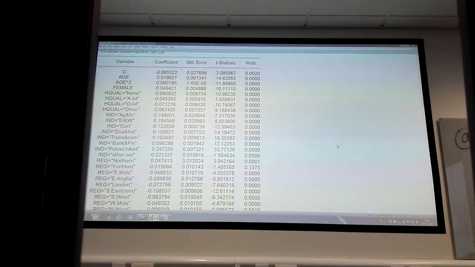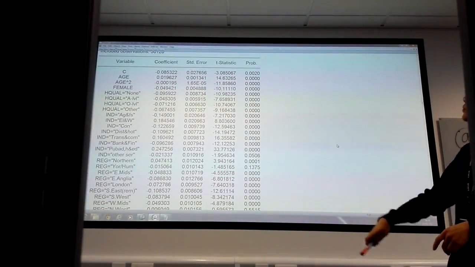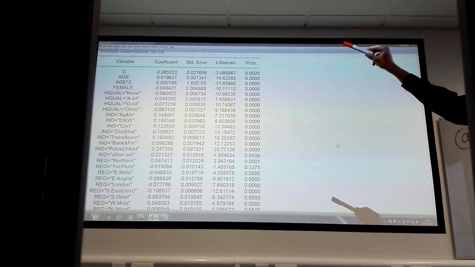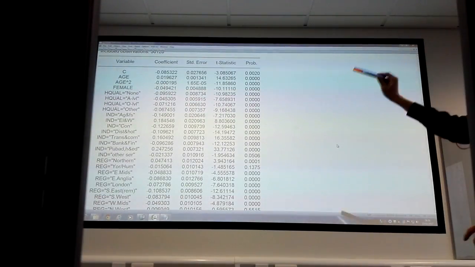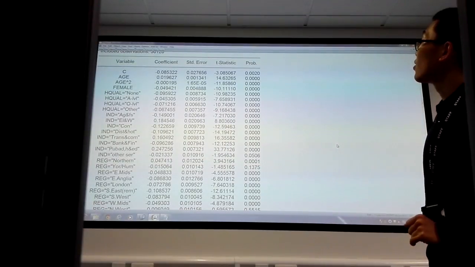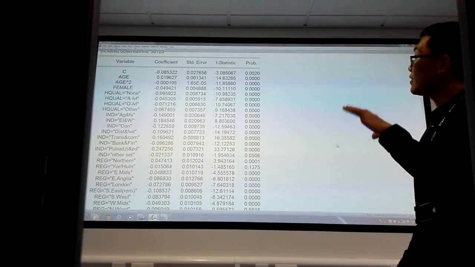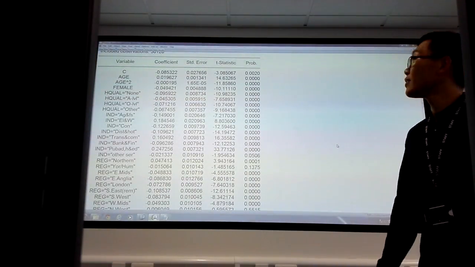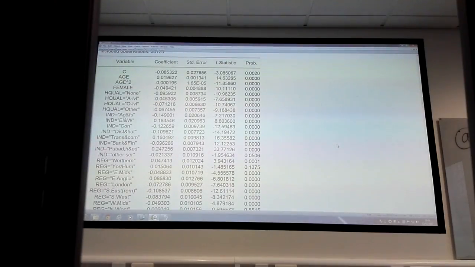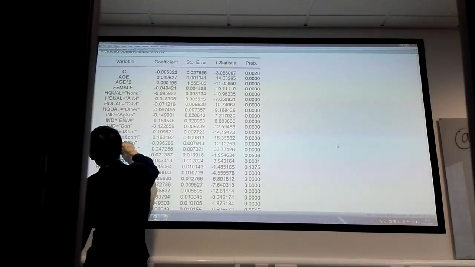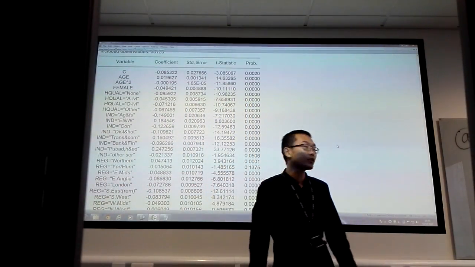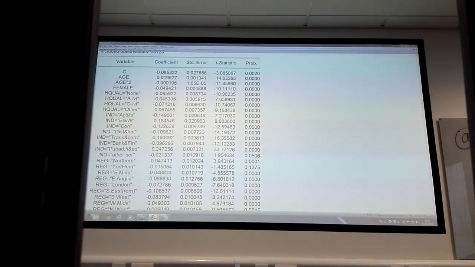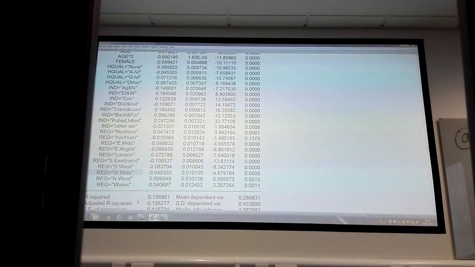So after we've done that, this is the result. Again, it will be constant, age, female gender, and then followed by the qualification variables, and then industry variables, and lastly region variables, region indicators. Okay, so again, our interpretation, for example, we've done the industry one, then let's say, for example, about the region, let's find out the Welsh. So South Welsh, sorry, Wales, here, the very last line here.